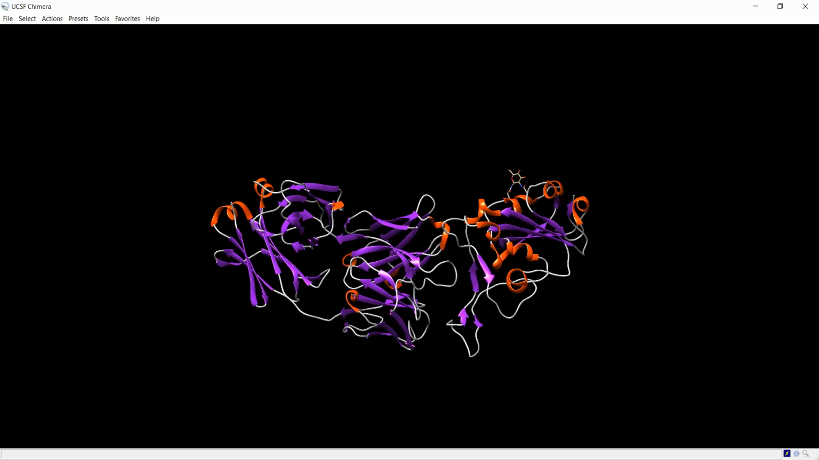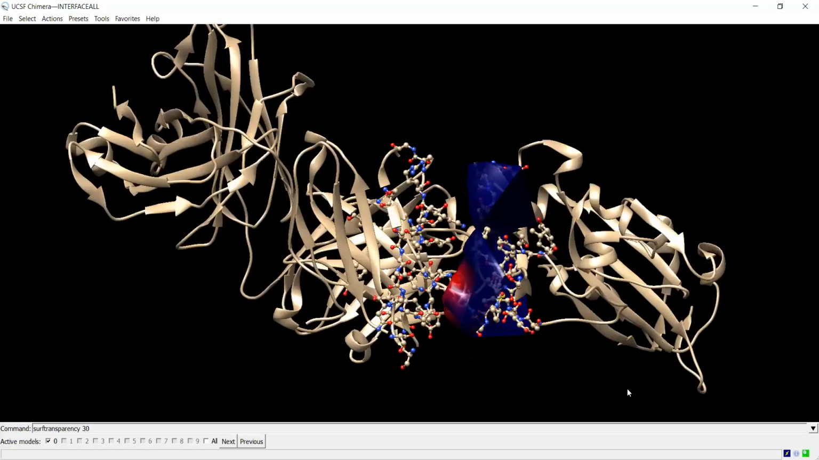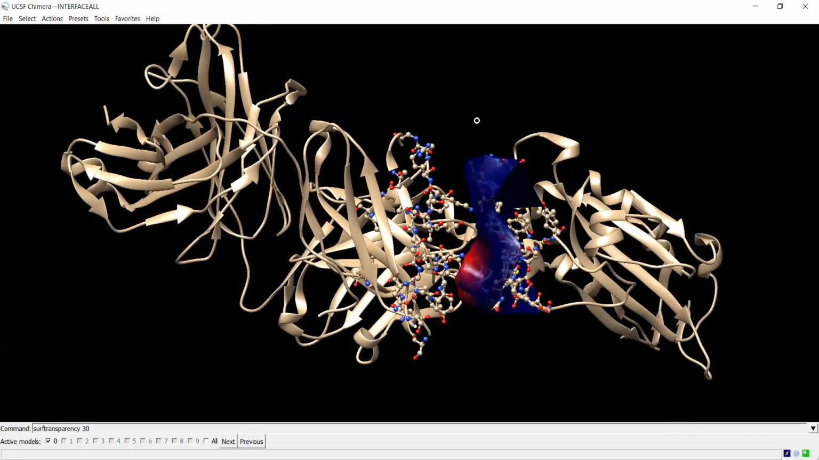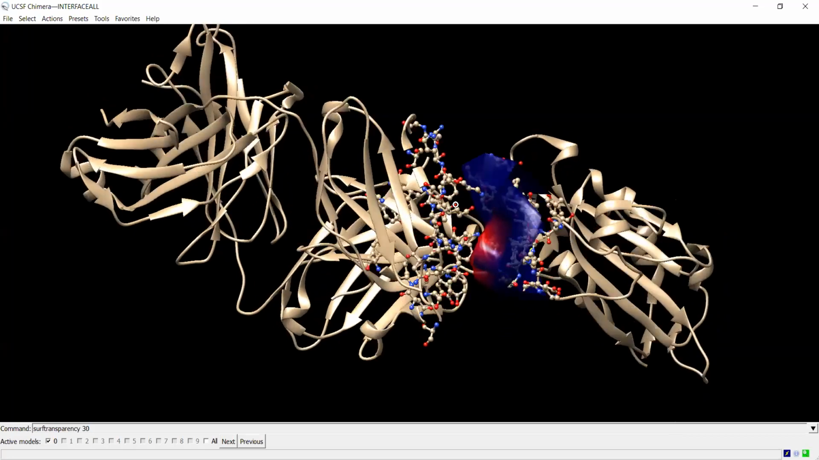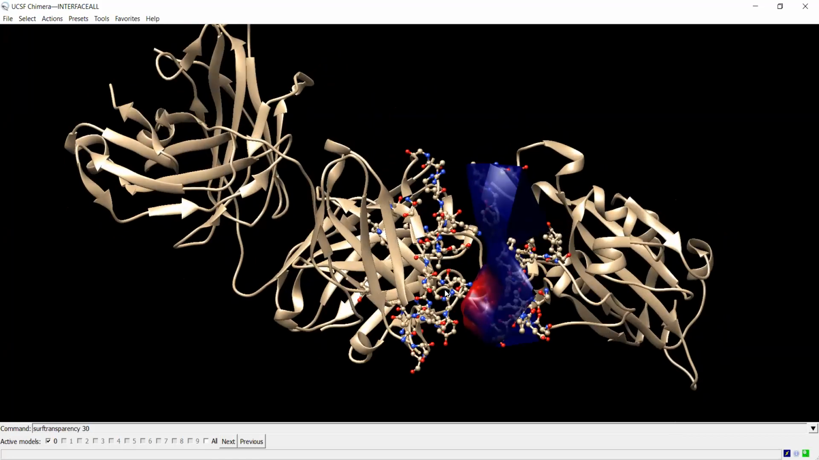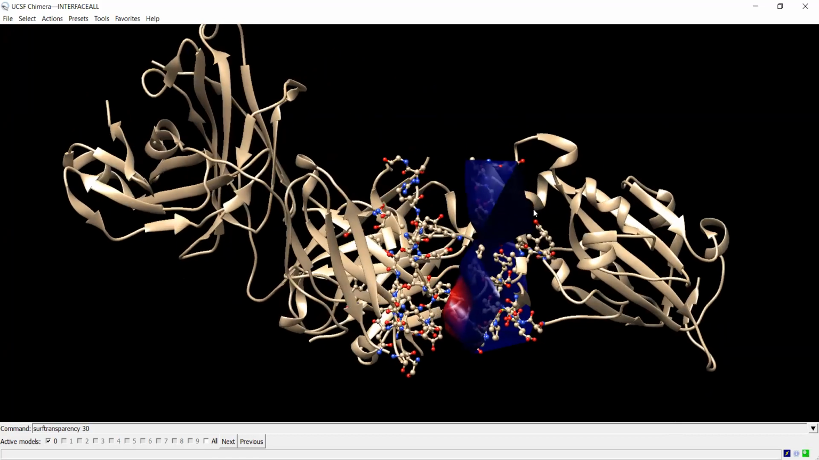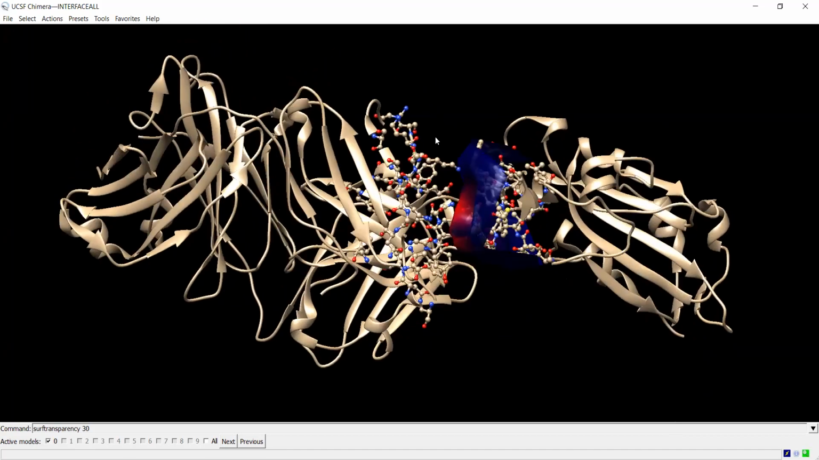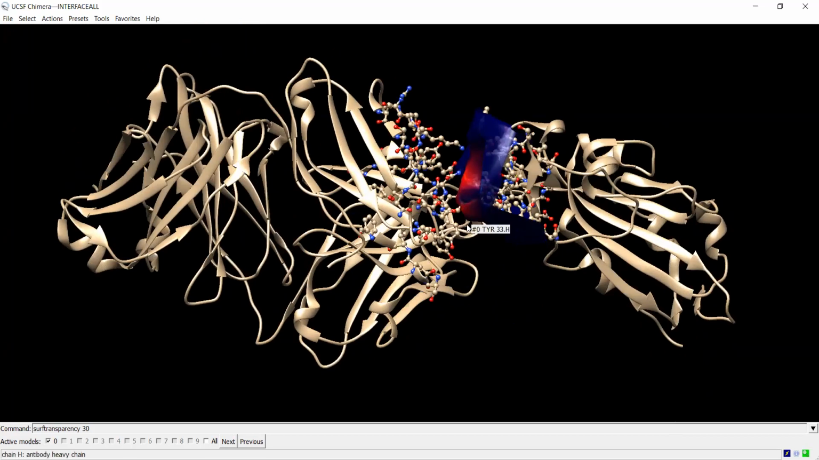Now we're gonna be taking a look at this kind of interface. So over here, what you see is the area of interaction between the antibody part and the viral protein part. This area in red means that the residue in that area is interacting closer together than the residue in the bluish area. Everything that is shown in balls and sticks is basically interacting.